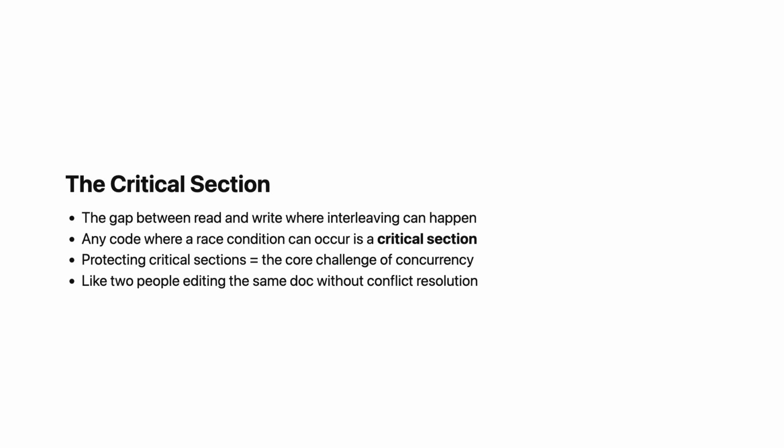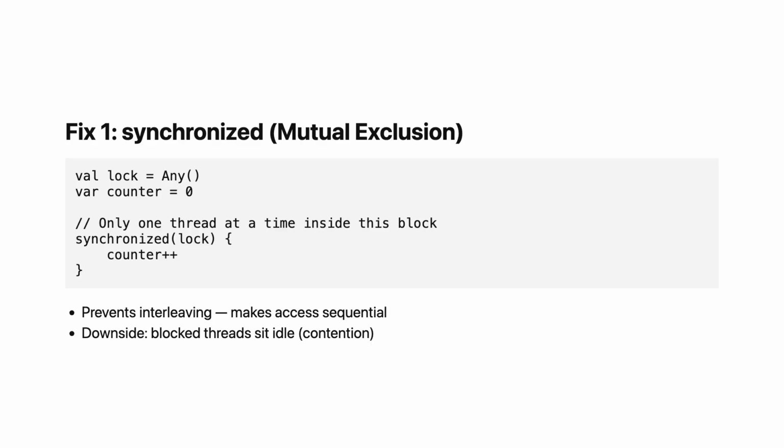It is like two people trying to edit the same Google Doc at the exact same time, but without Google's conflict resolution. One person's edit just disappears. The window where this can happen, the gap between the read and the write, is called the critical section. Any code where a race condition can occur is a critical section, and protecting critical sections is the fundamental challenge of concurrent programming. So how do we fix this?